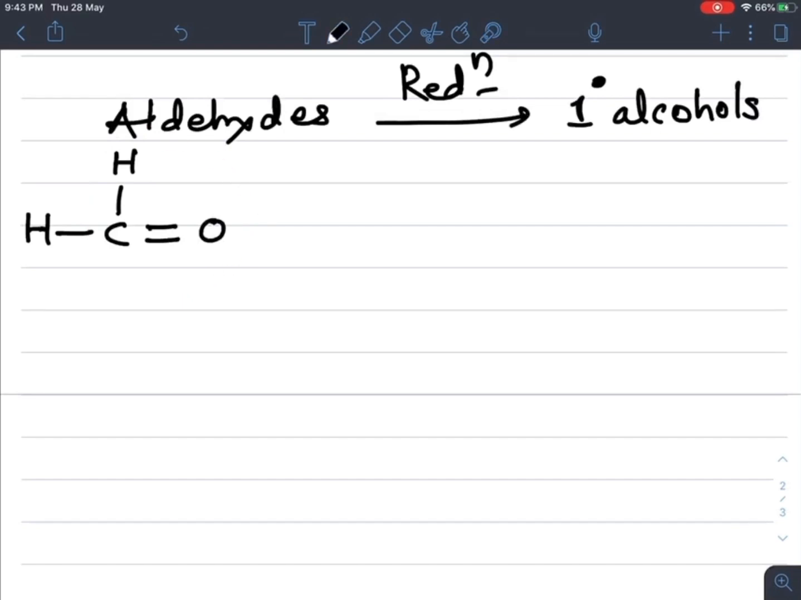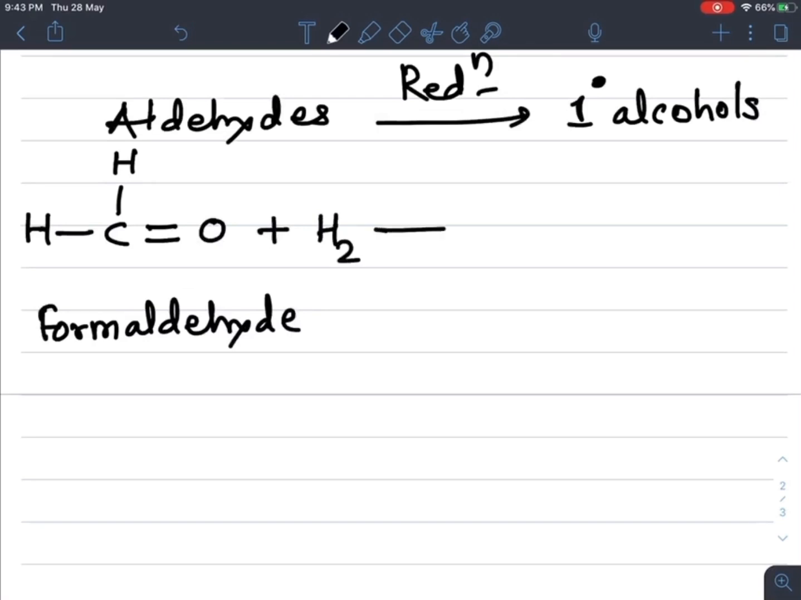The name of this aldehyde is formaldehyde. When formaldehyde undergoes reduction, that is, addition of hydrogen gas, finely divided nickel powder is used as a catalyst. This hydrogen gas is adsorbed on the nickel powder, and the breakdown of hydrogen takes place in this way.